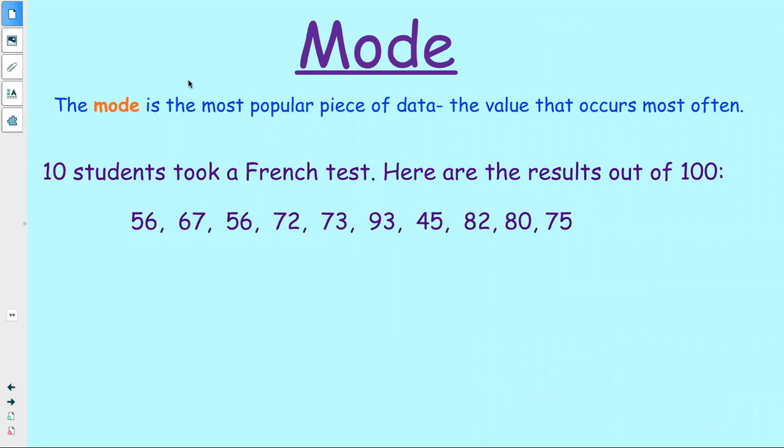Okay, so the mode. Mode is the most popular piece of data, the value that occurs the most. So the number that is in the data set the most. As it says here, example, 10 students took a French test. Here are the results out of 100: 56, 67, 56, 72, 73, 93, 45, 82, 80 and 75. So which one appears the most?